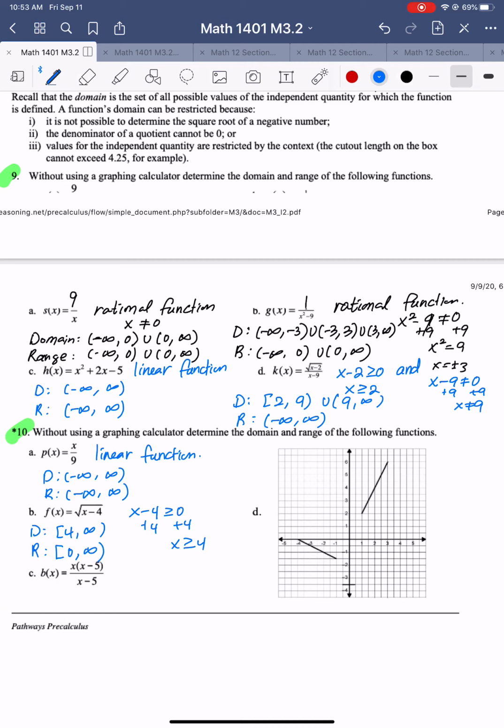All right, the c function, actually the x minus 5 cancels out, so it comes out as an x, okay? So it looks like a linear function, but at the beginning this is still a rational function. So we cannot use a 5. So as a domain, it's all real numbers except the 5. And then the range, because of 5, you can also exclude the 5 from the range.